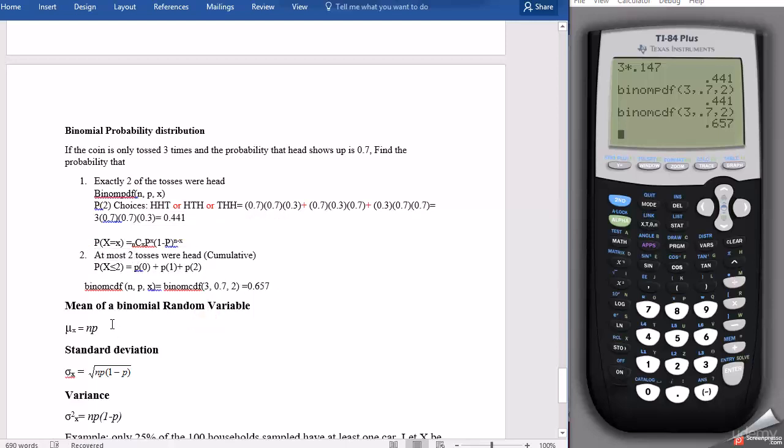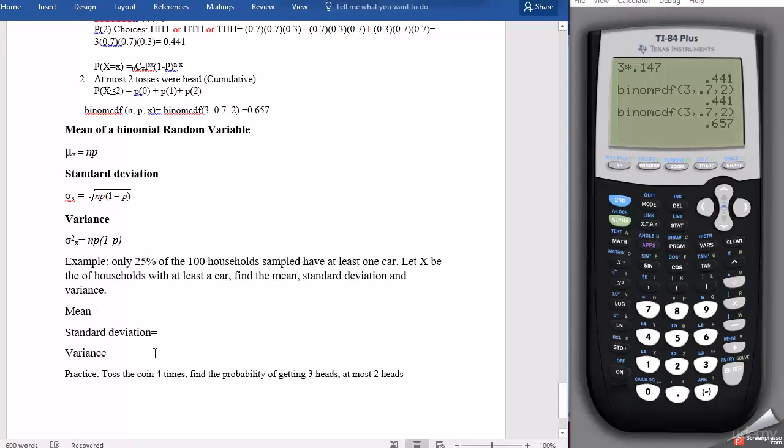Now let's look at how we can find the mean, standard deviation and variance of a binomial random variable. Let's look at this example. It says only 25% of the 100 households sampled have at least 1 car. Let X be the number of households with at least a car. Find the mean, standard deviation, and variance.